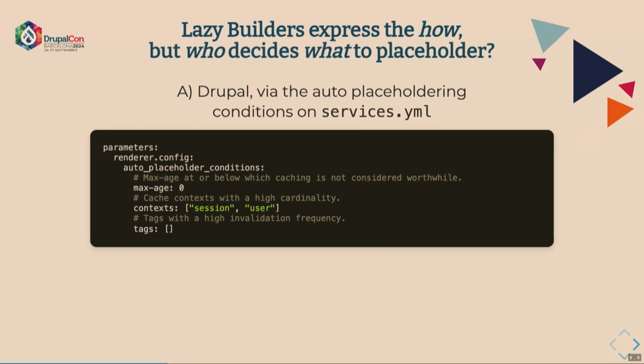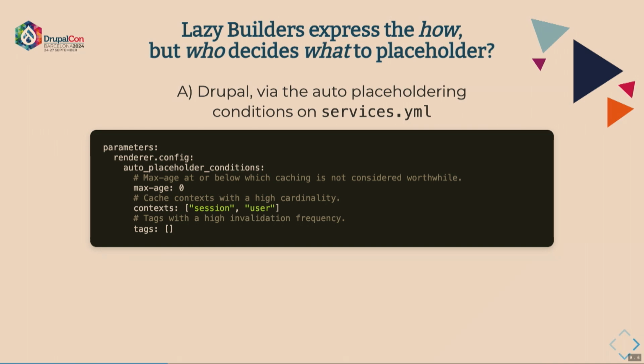One is Drupal using the auto-placeholdering conditions in services.yml. This is in your services.yml, okay? And it's basically max age, contexts, and tags. And those are the defaults. Those are the conditions that Drupal by default considers make something so difficult to cache, because it has a max age of 0 or because it has contexts that have too many variations.